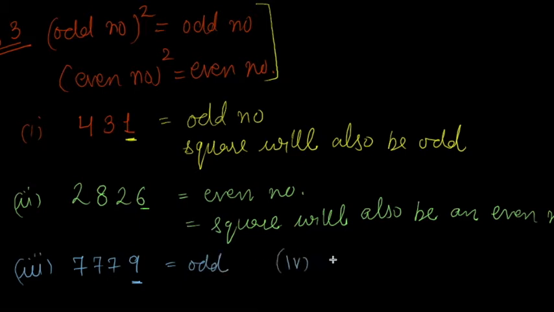Fourth part of this question is 82,004. Unit place digit is 4, which is an even number. Therefore, the square of the given number will also be an even number. Okay, so for this question you need to focus again on the unit place digit. If it is an odd number, the square will also be odd. If it is an even number, the square of it will also be an even number.